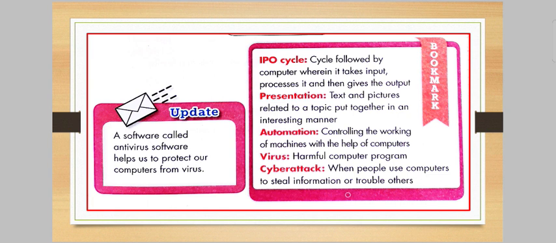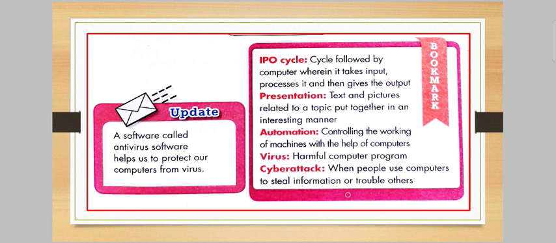Now take a quick review of the following terms. First is IPO cycle. IPO cycle means input process output cycle, the cycle followed by the computer. It takes input, processes it and then gives the output. This is called IPO cycle. Next is presentation. Text and pictures related to a topic put together in an interesting manner is called a presentation.